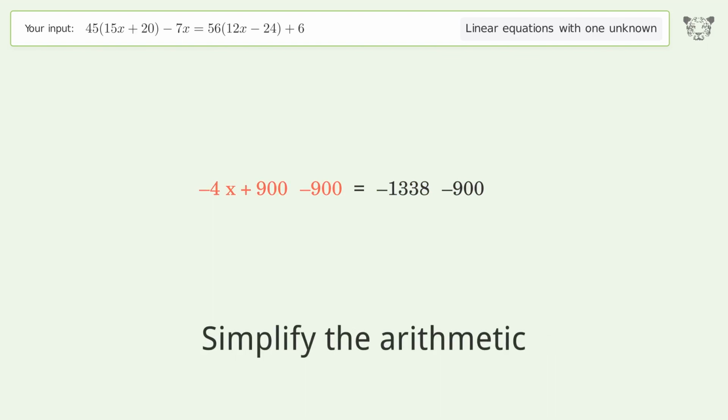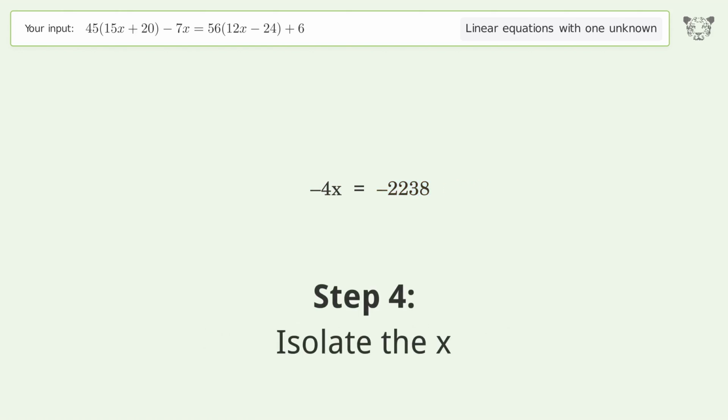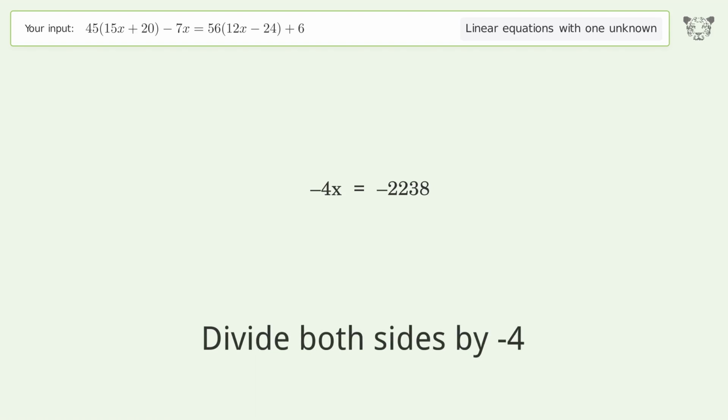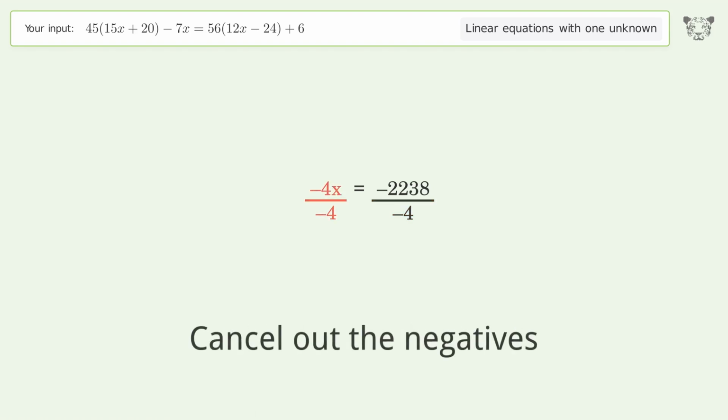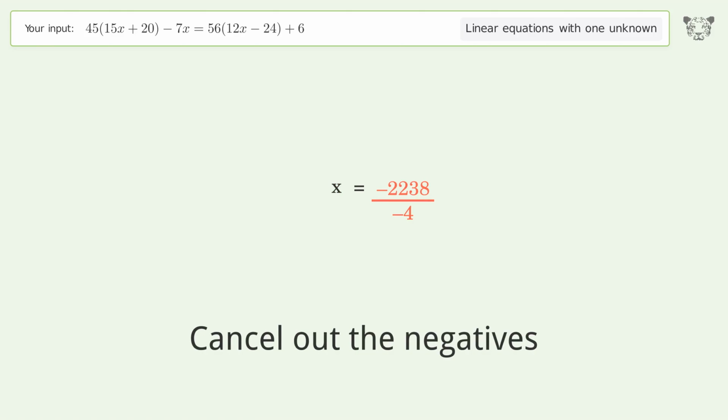Simplify the arithmetic. Isolate the x. Divide both sides by -4. Cancel out the negatives. Simplify the fraction. Cancel out the negatives.